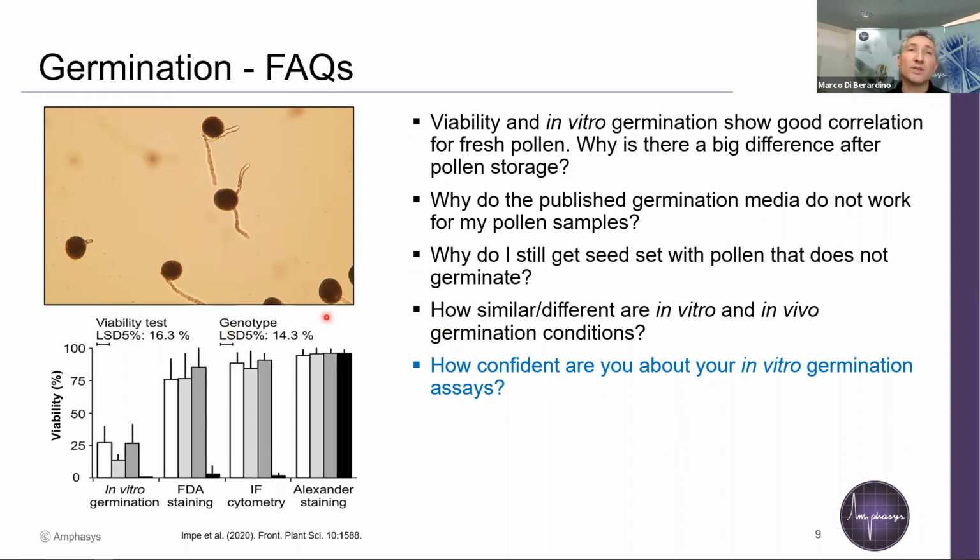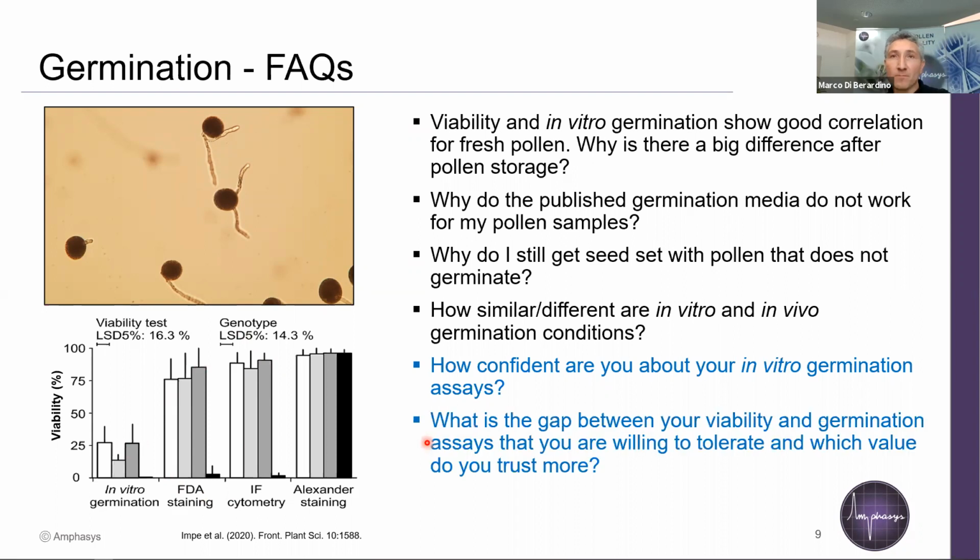I don't want to go too deep into the details of this analysis, but what actually took my attention was the fact that the in vitro germination values were much lower than the FDA staining or IFC analysis, which showed pretty much the same results. So my question is, if you had these results, what is the gap that you would accept between in vitro germination and your viability assay, and which method would you trust more?